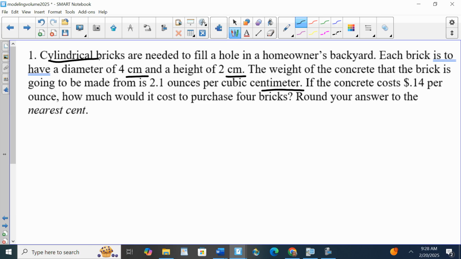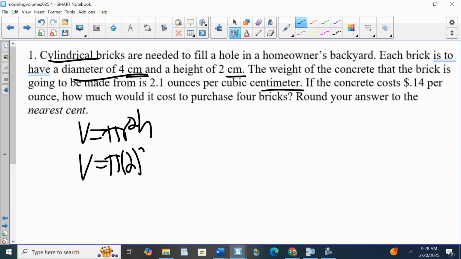We have a cylinder, so I'm going to start by finding the volume of a cylinder, pi r squared height. We already talked about how to come up with those formulas. The diameter is 4, so the radius is 2. The height is 2.